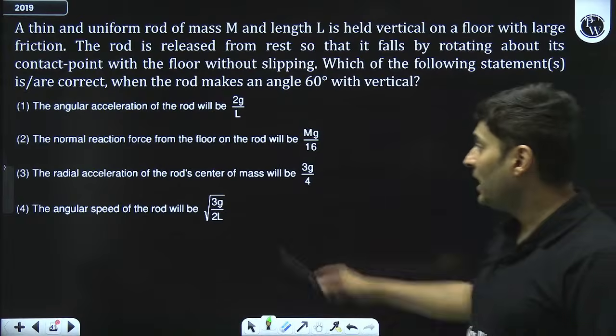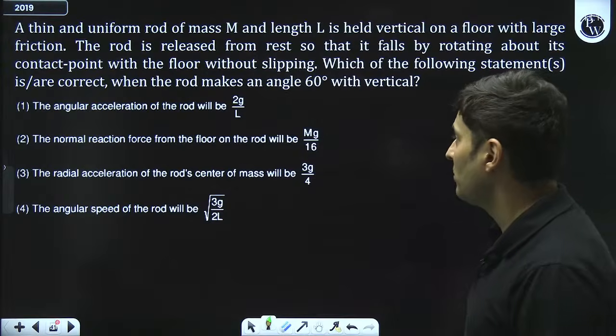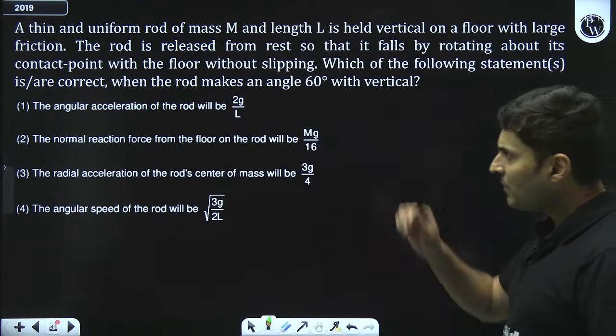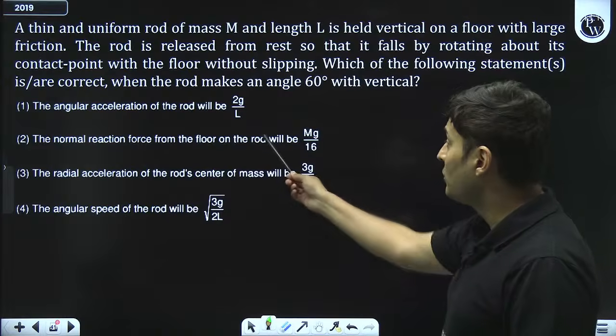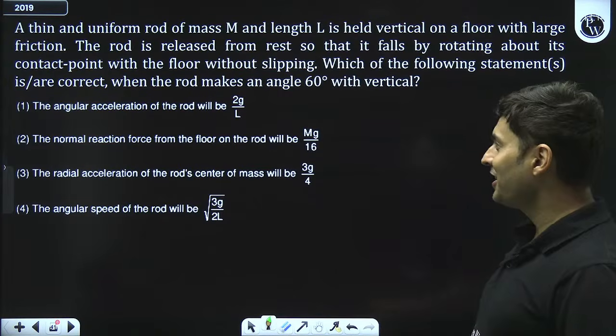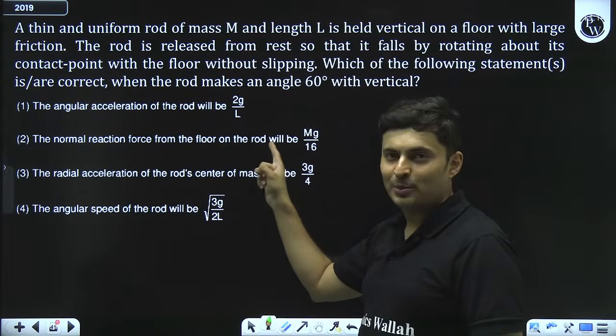Now they have combined even circular motion in this problem, so that makes it very tricky. And they have also asked normal force, which is again a very tricky thing. So many kids are going to make mistakes in it.